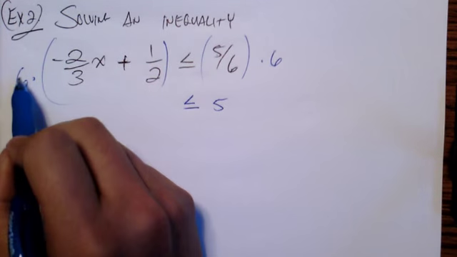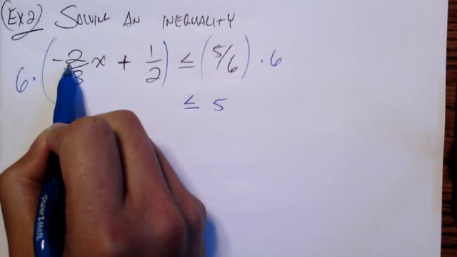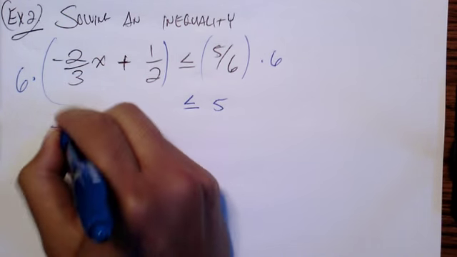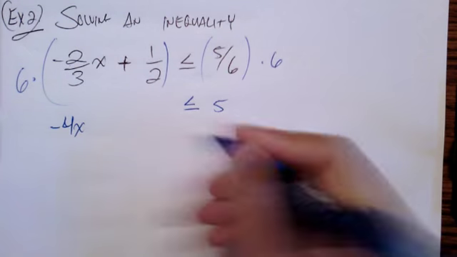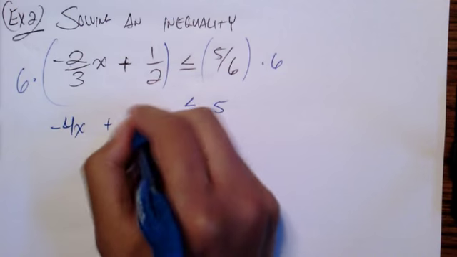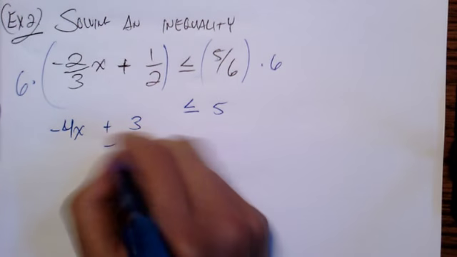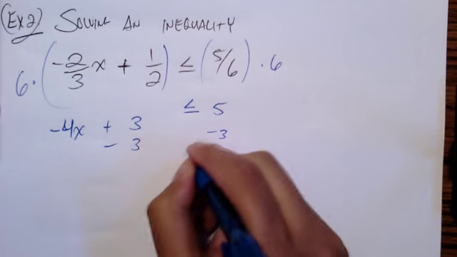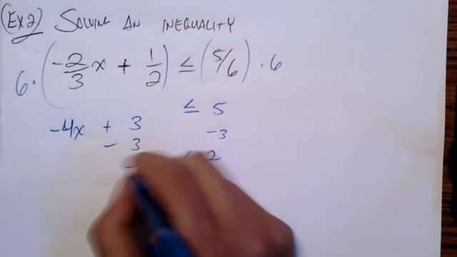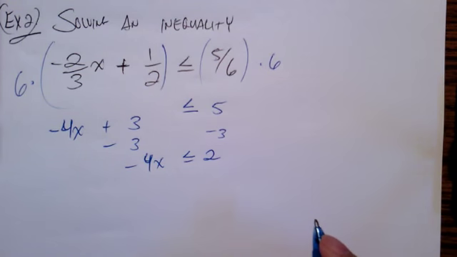All right. This one's going to be 6 times negative 2 is negative 12. Negative 12 divided by 3 is going to be minus 4x. It's actually minus 4 with the x tacked on. 6 times 1 is 6. 6 divided by 2 is going to be plus 3. Okay, so you have that as your new inequality. You're going to subtract 3, keep it the same. Negative 4x is less than or equal to 2.